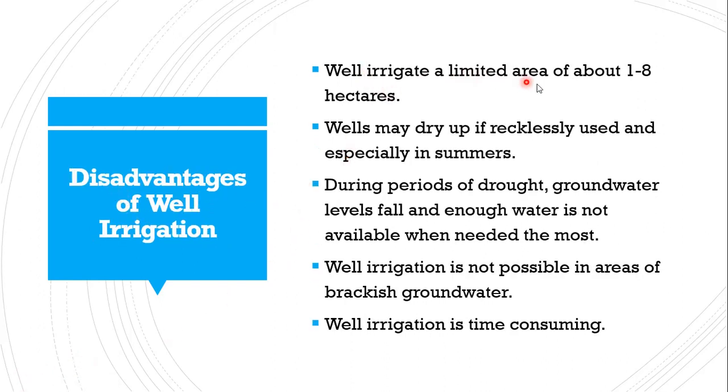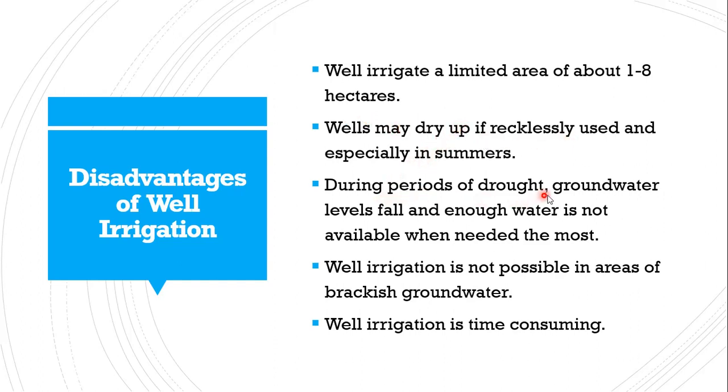Disadvantages: when you compare well irrigation with the other irrigation methods, it can only irrigate 1 to 8 hectares. Or you need not mention that; you can just write in your exam, wells can irrigate a limited area only. Okay, wells may dry up. If we recklessly use it without desilting it and without any wiseness, then it may dry up.